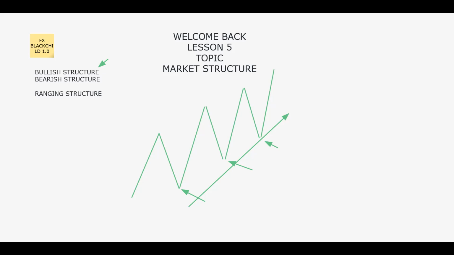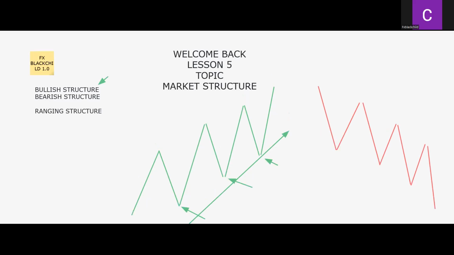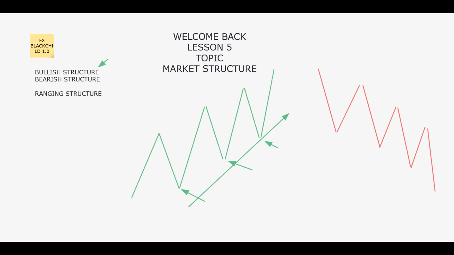Another thing that you need to understand is a bearish structure. A bearish structure will be something that moves like this. It's going to go down and go up and go down and go up and go down, right? It might also come up here and go down again. In this case, you would know that this is a bearish structure. Why? Because price is pushing to the downside.